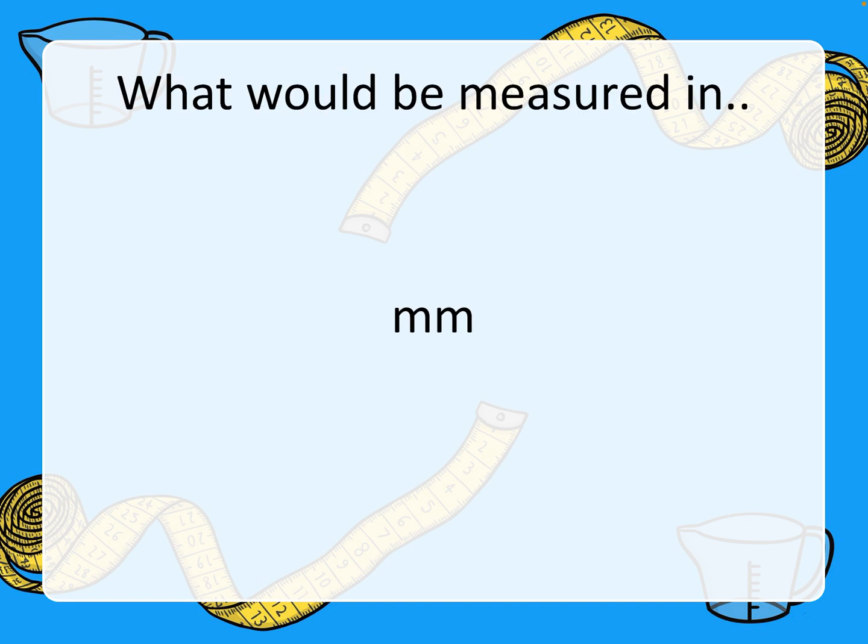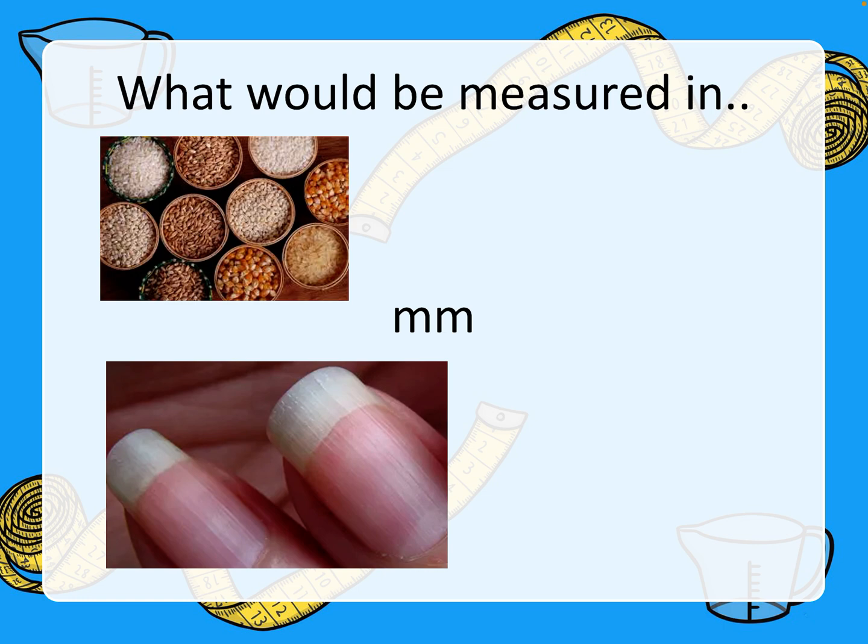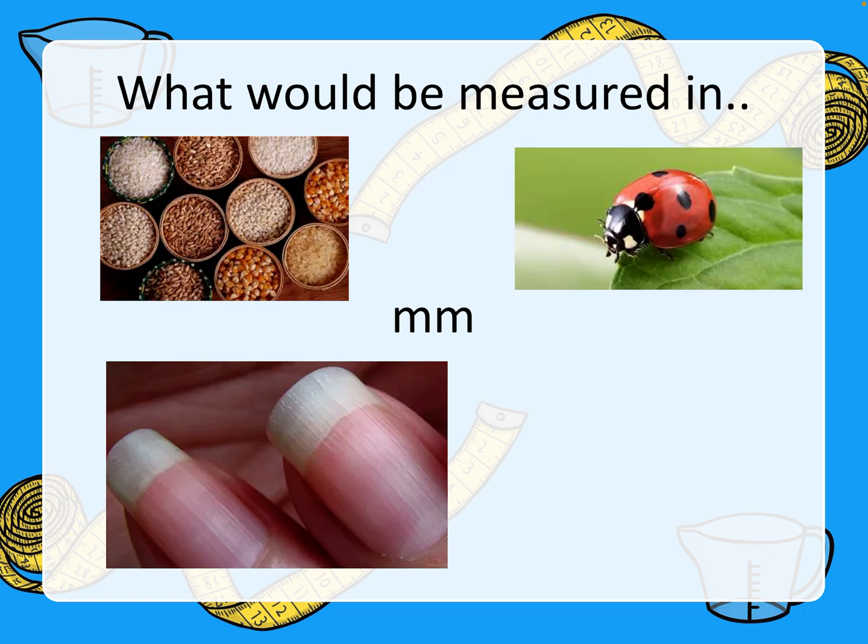So I want you to think about what could you measure that would be measured in millimetres. So pause this video just now and think of as many things in say 20 seconds that you can think of you could measure in millimetres. So I thought of a fingernail, grains like grains of rice, and a ladybird. Maybe you thought of some of the same or some other ones. So when we measure anything in millimetres, they're really small things, okay? Because millimetres is the smallest unit of measurement in length.